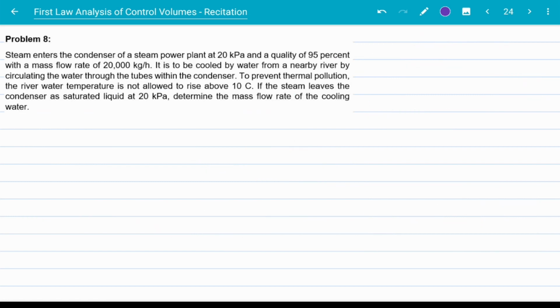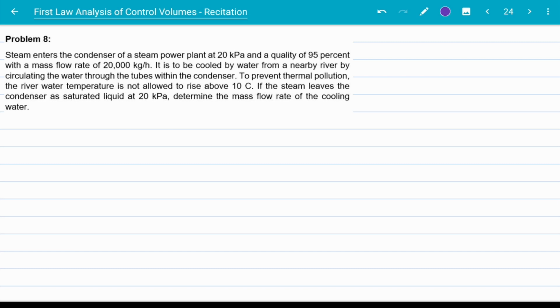Okay, problem 8. We are dealing with a heat exchanger. Steam enters a condenser with a pressure of 20 kilopascals and a quality of 95%. Mass flow rate is also given. It is cooled down in this condenser by a water flow from a nearby river. To prevent thermal pollution, the river water temperature is not allowed to rise above 10 degrees Celsius. Now, if the steam leaves the condenser as saturated liquid, what is the mass flow rate of cooling water?